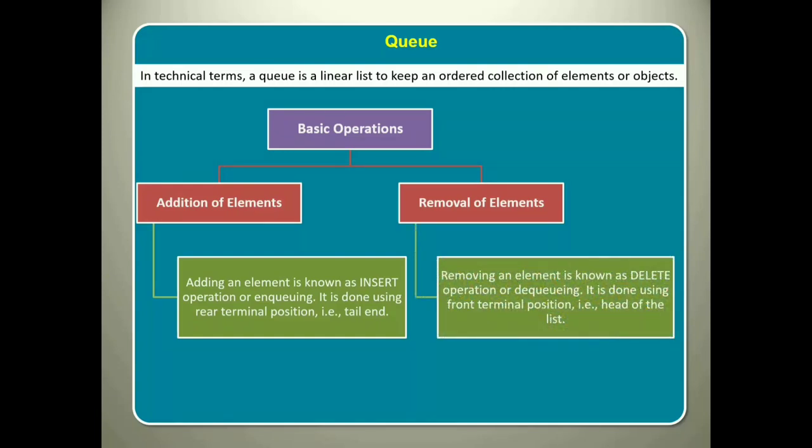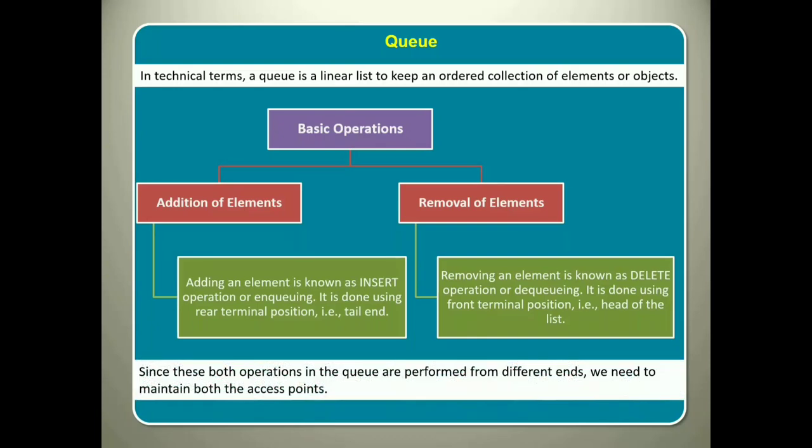Removing an element is known as delete operation or dequeuing. It is done using front terminal position, that is, head of the list. Since both these operations in the queue are performed from different ends, we need to maintain both the access points.